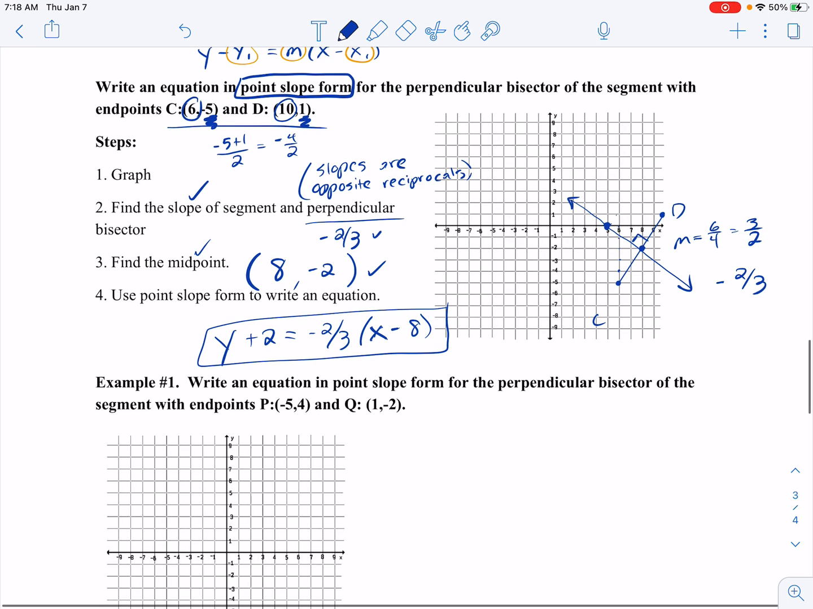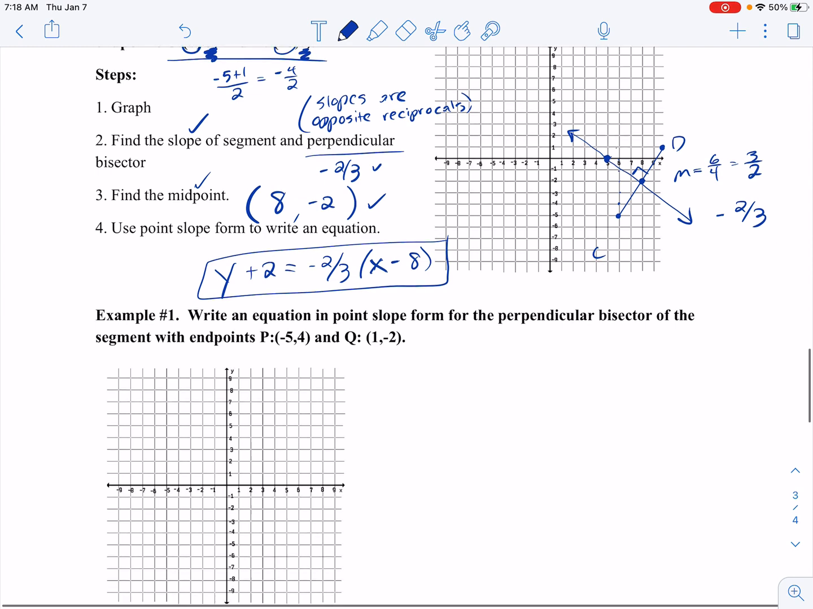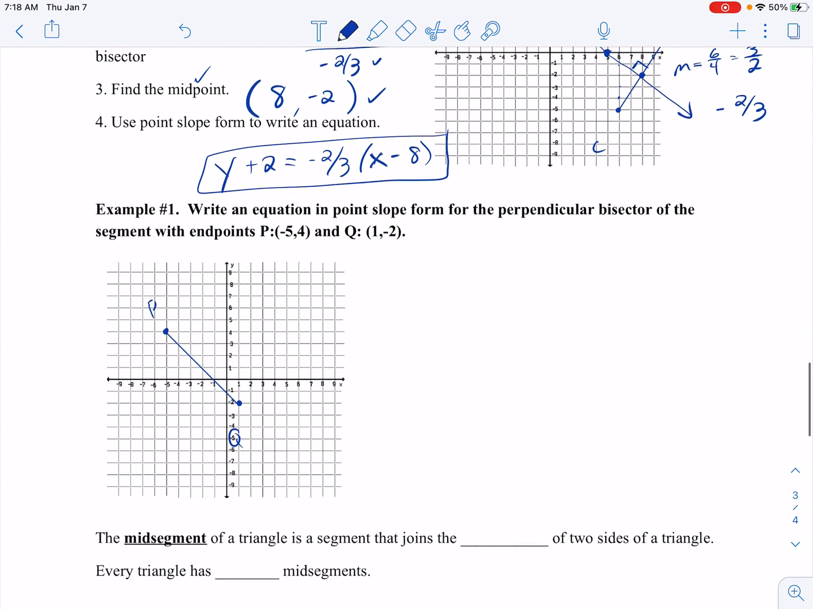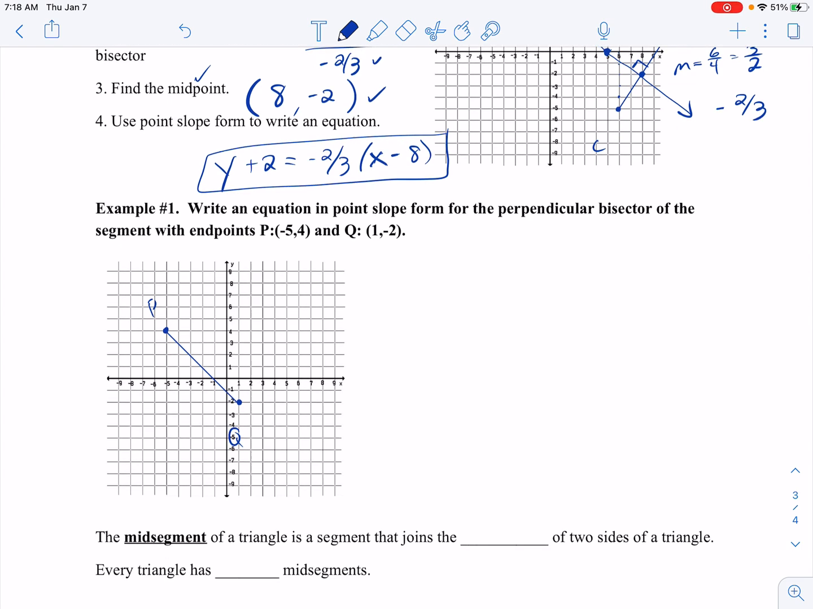Okay. Why don't you try the same thing here for points P, Q. P is at -5, +4. And Q is at 1, -2. Remember your steps. You need to find the slope of this segment, the slope of the perpendicular bisector, and the midpoint, and then you can write your equation. All right, give this a shot.